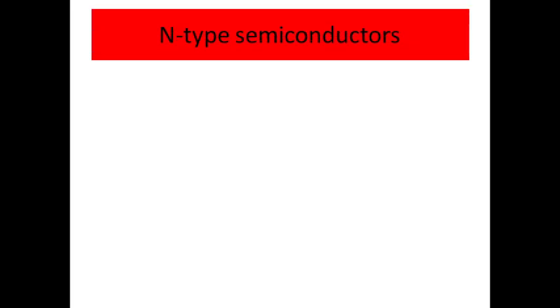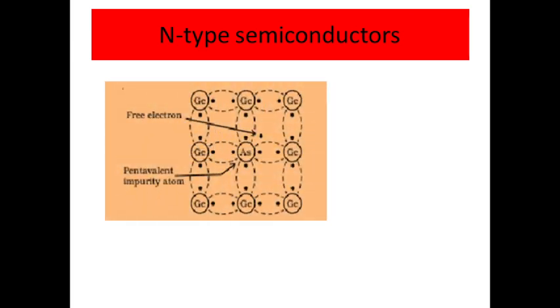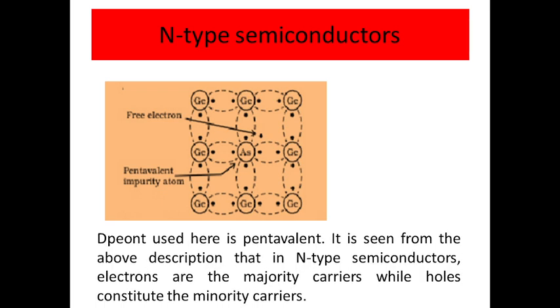First we will understand n-type semiconductors. In an n-type semiconductor, the majority carriers are electrons and the minority carriers are holes, and the dopant used here is pentavalent. One good example is arsenic. If we add arsenic as a dopant to pure germanium, we will have an excess of electrons, since it is pentavalent. So electrons are the majority carriers here, and holes are the minority carriers.